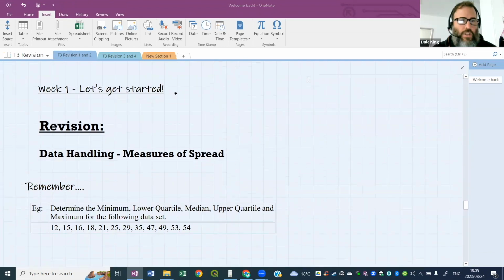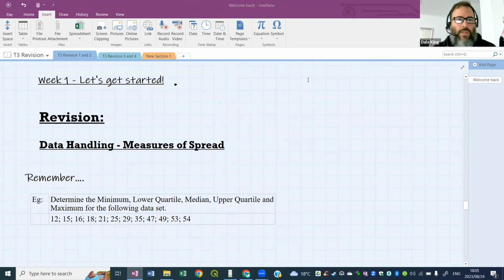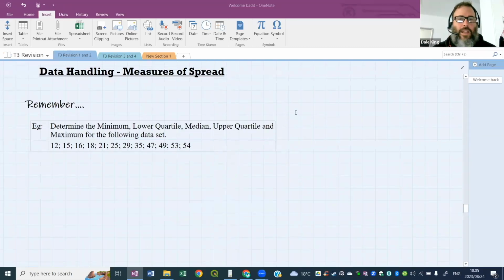Let's get started. Revision of data handling, and tonight specifically we're talking about measures of spread. Before we get into the contextual questions, we need to remember the theory about our measures of spread. Now, there is one measure of spread not mentioned in this question. It says determine the minimum, lower quartile, median, upper quartile, and maximum.